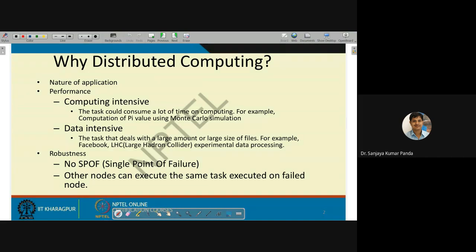Then we discussed that, in comparison to centralized computing, distributed computing avoids the single point of failure. In centralized computing, there may be issues related to single point of failure. If the server fails, then the whole network collapses. But when you go for distributed computing, you will not find a single point of failure. That is also one of the advantages. If a node fails, it does not impact other nodes. Those are the things we discussed in the previous lecture.